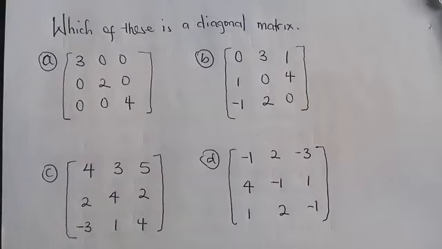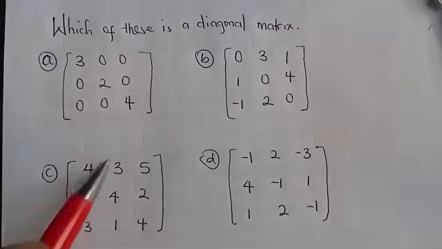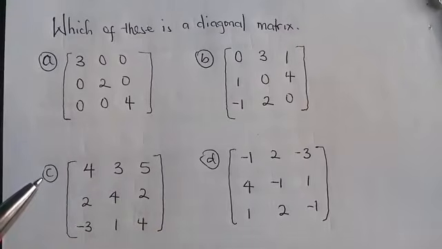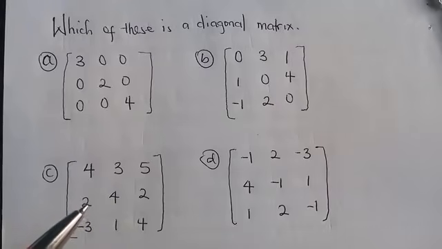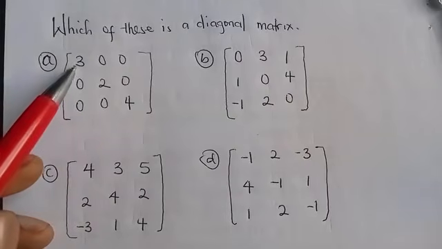The second question here says, which of these is a diagonal matrix? Which of these is a diagonal matrix? A matrix is said to be diagonal if it contains entries on the main diagonal and zeros elsewhere. So when you look at the matrices you have here, the option that has only entries in its main diagonal and 0 elsewhere is option A.